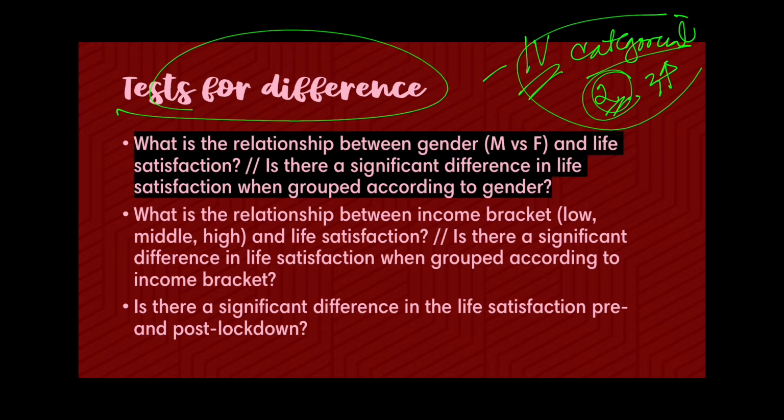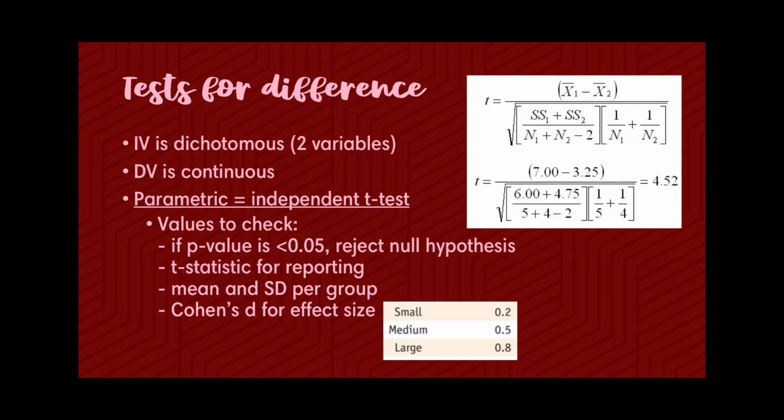Or if we articulate that as a hypothesis, like what you did in your previous homework, is there a significant difference in life satisfaction when grouped according to gender? And gender has 2 groups. So, when the independent variable is dichotomous, meaning there are 2 groups, and the dependent variable is continuous, and we have met the parametric requirements, meaning the data is normally distributed, usually we use an independent t-test.